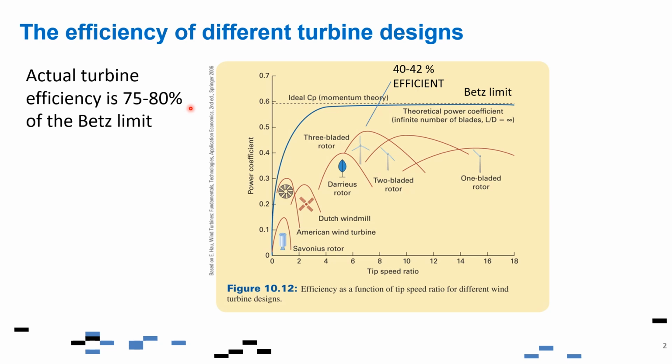In this figure, we're showing the efficiency of the different designs of a wind turbine. The most popular one is the three-bladed rotor design here, and we also have a two-bladed and even a one-bladed rotor, as you can see from here. And we also have the vertical axis wind turbines like the Darrieus rotor. We have the old design of a Dutch windmill here. We have an American wind turbine with this design.